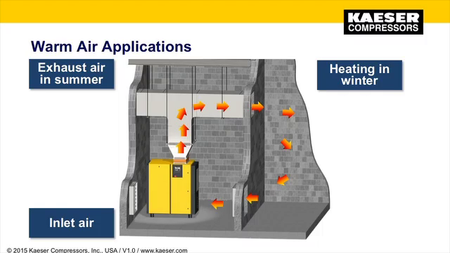This also means that when heating is not required, the hot air can be ducted outside the building to reduce cooling costs. This heat can also be used to keep the compressor room above freezing temperatures. Typical uses include heating for warehouses or storerooms, heating for production areas and workshops, drying air for paint spraying, air curtains, and preheating combustion air to improve efficiency, for example.